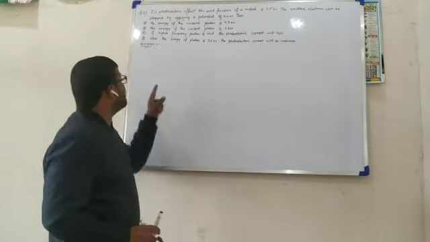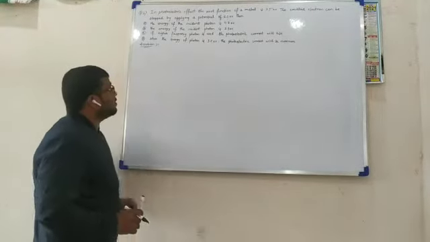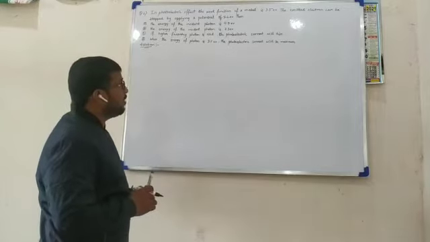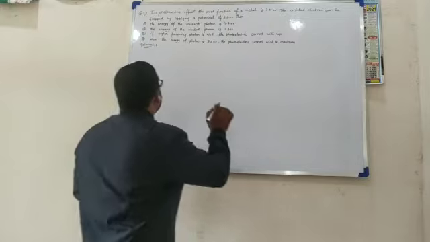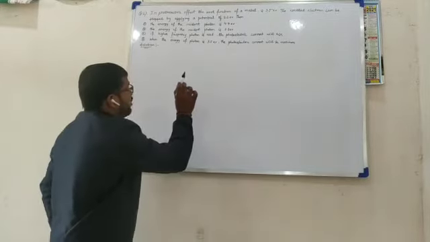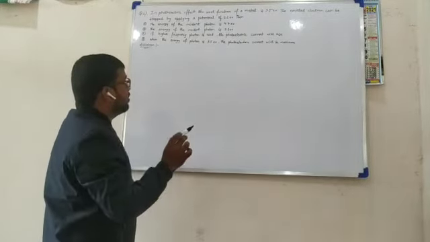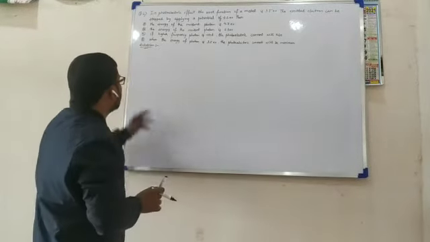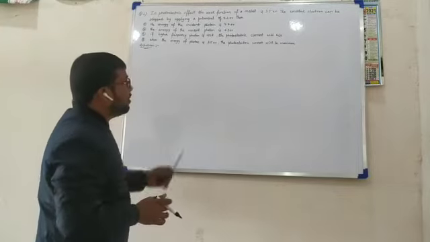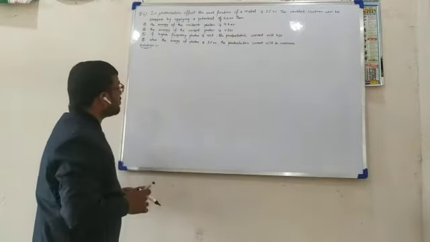So our first question is, in the photoelectric effect, the work function of a metal is 3.5 electron volt. The emitted electron can be stopped by applying a potential of minus 1.2 electron volt. There is a negative sign, 1.2 electron volt. Then there are four options.